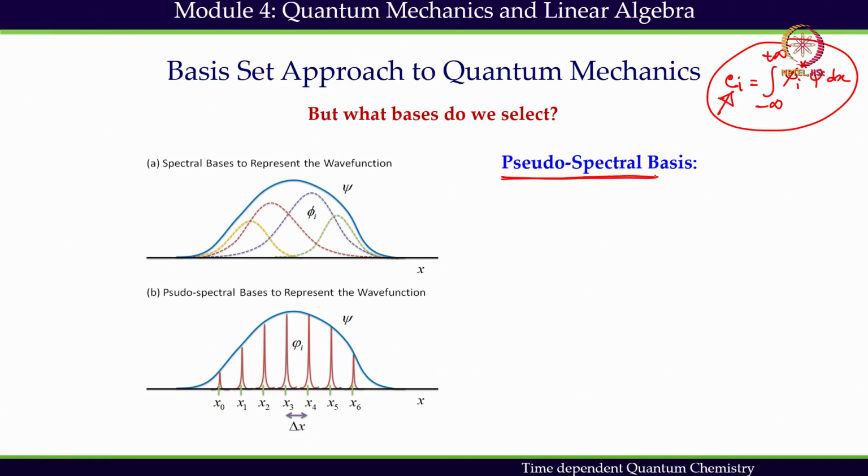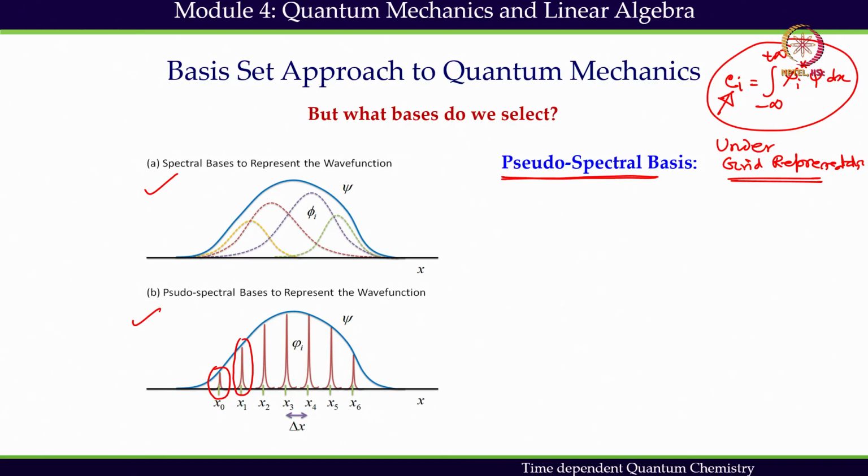Pseudo-spectral basis, what does it mean? It looks like a spectral basis, but the only difference between a spectral basis and a pseudo-spectral basis is that all pseudo-spectral bases are localized. You see this one is more like a delta function, this one at a different position. And the pseudo-spectral basis is used under grid representation. Now, grid representation, we have already shown in one of the Python tutorials in this course.